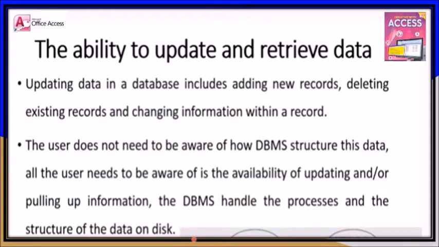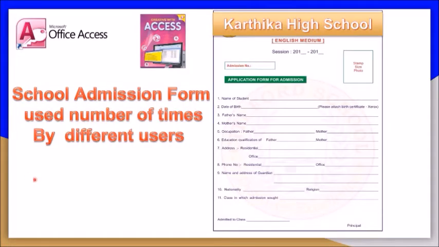Now let us see the example of a school admission form. The example is a school admission form used a number of times by different users. The first and the most pivotal step of an online admission management system is to share the admission registration URL on the school website and on other social media platforms. So this is the best example of database management system, where we can fill the application form for admission of the students online.